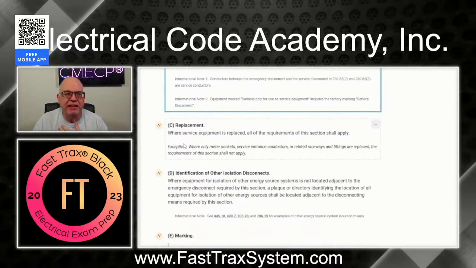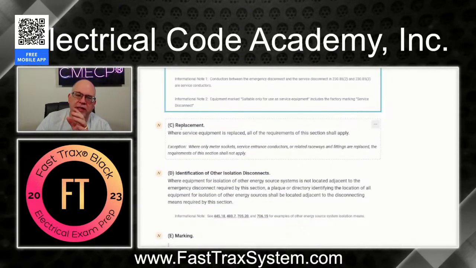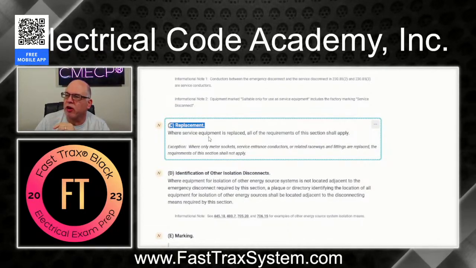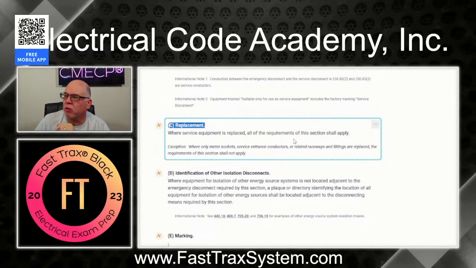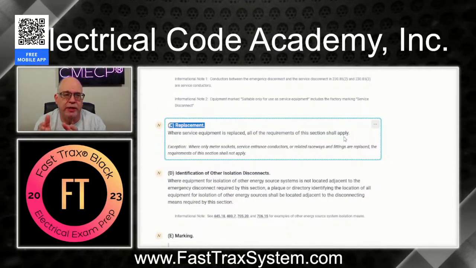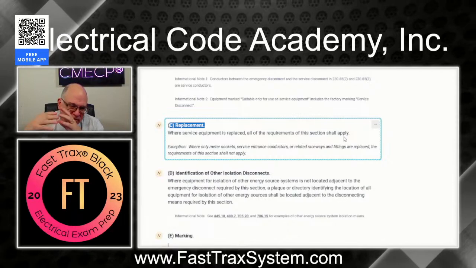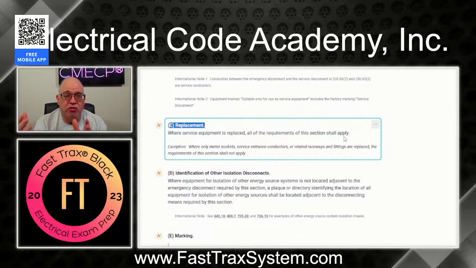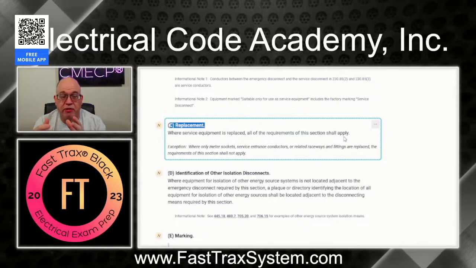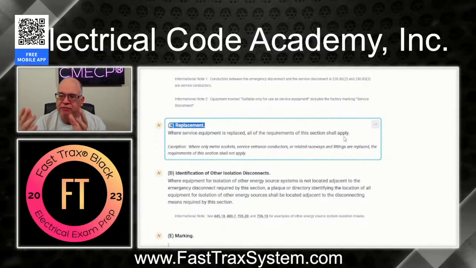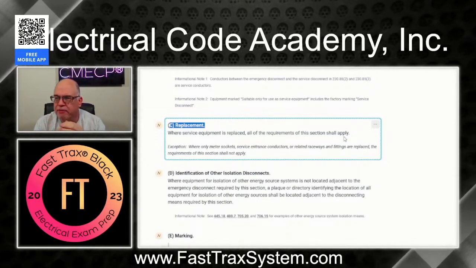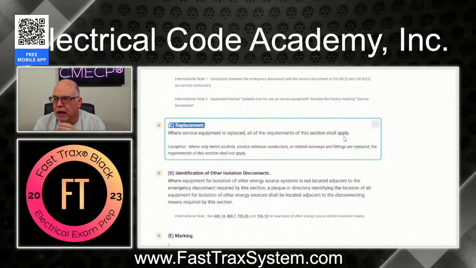All right, now replacement. So in the 2023 edition, we now have a replacement rule. It says where the service equipment is replaced, all of the requirements of this section shall apply. So we have a retroactive rule here, whereas if you're going to replace the service, upgrade the service for any reason, then we're going to have to meet this rule and put this, again, 1 and 2 family only, we're going to have to put this emergency disconnect in. And I've got my options, as you saw, different options to do this.